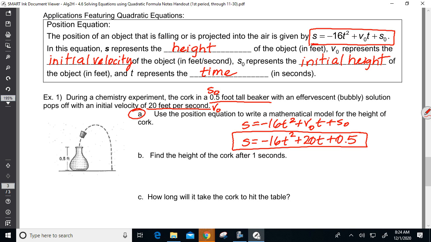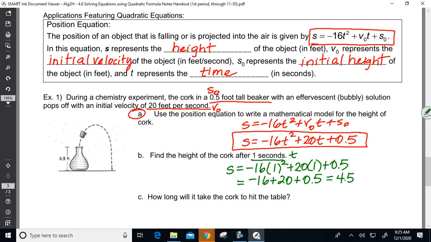Part B, find the height of the cork after 1 second. So, take the formula that you had. 1 second is your time. Plug in 1 for t. Negative 16 times 1 squared plus 20 times 1 plus 0.5. So there you go. You let the calculator take care of the work. 1 squared times negative 16 plus 20 plus 0.5, which is 4.5, and that's the height. So the second part is just a plug and chug problem.